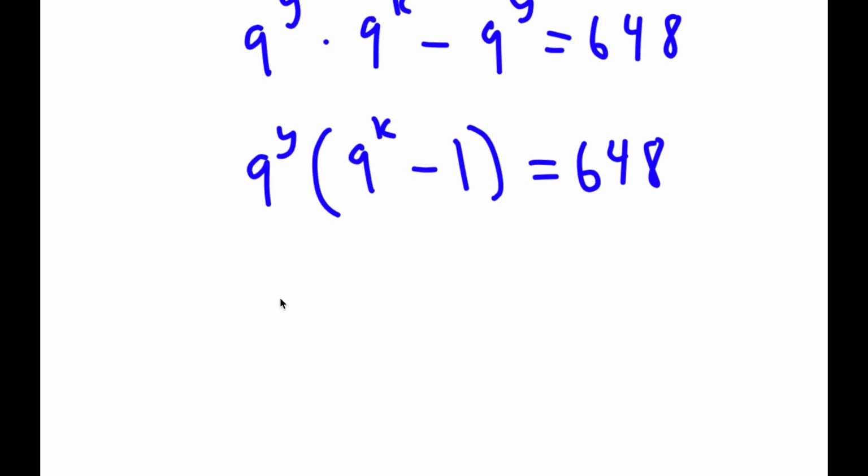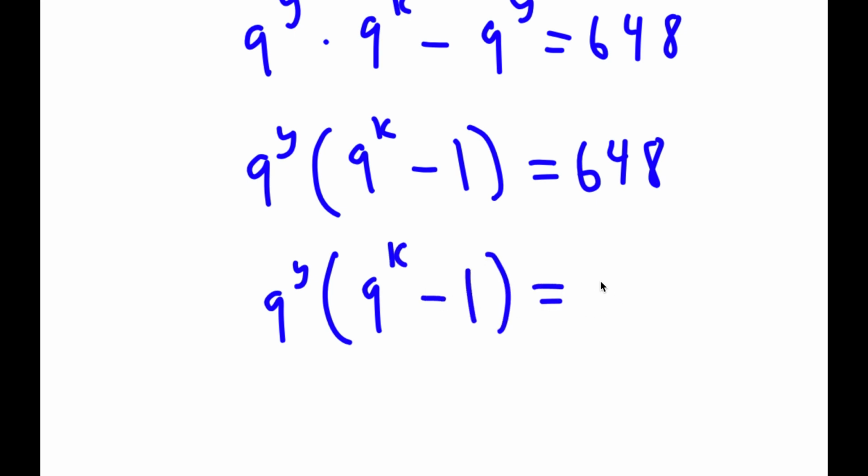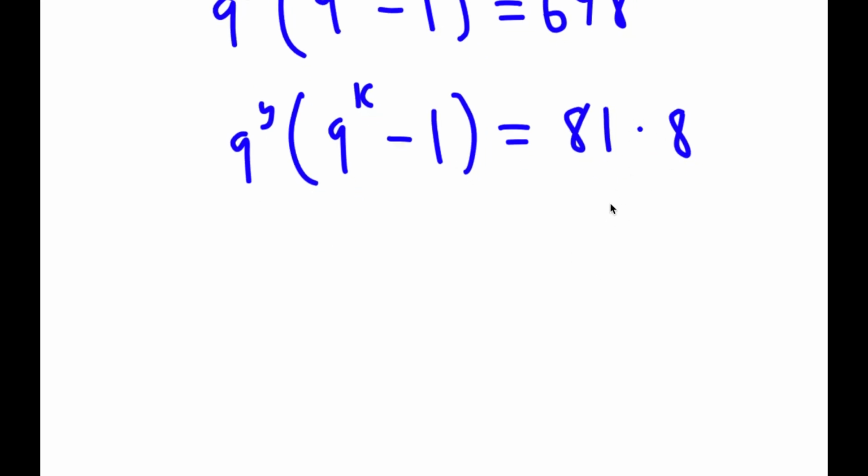Now 648, that's the same thing as 81 times 8. And if you notice here, 81 is an odd number, and 8 is an even number. So 9 to the power of y is obviously going to be an odd number, right? So we can say that 9 to the power of y is equal to 81, and 9 to the power of k minus 1 is going to be an even number, because 9 to the power of k is an odd number, and an odd number minus 1 is going to be an even number. So we can say that 9 to the power of k minus 1 is 8.